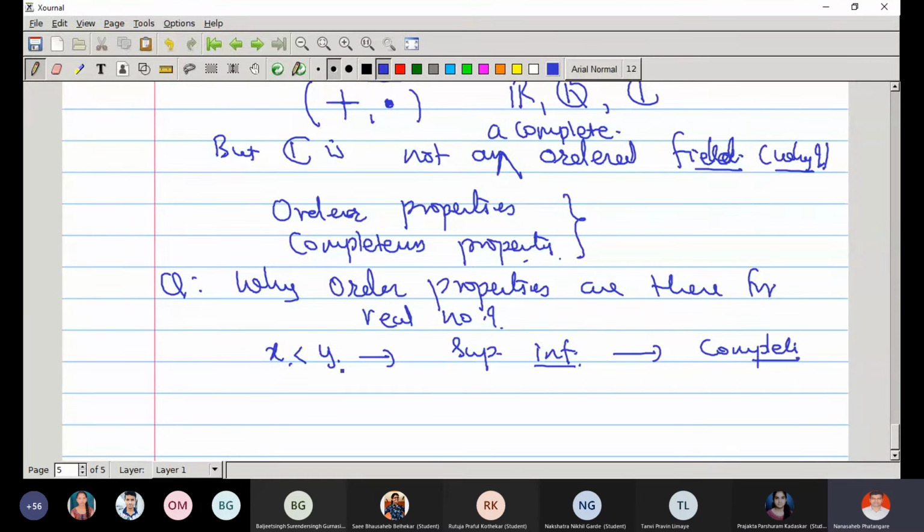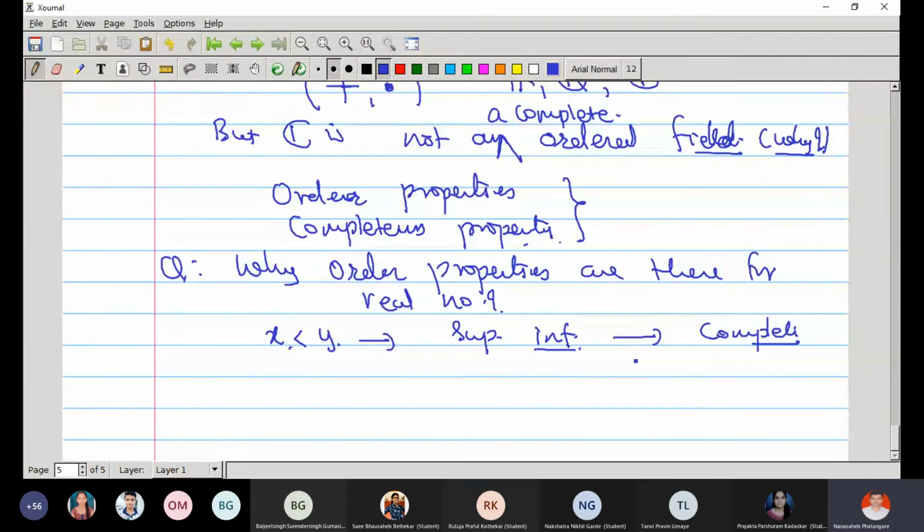Right. And therefore, on the set of complex numbers there is no order such that the supremum, infimum, or completeness property is satisfied. So there is no such order. Of course, there is an order on complex numbers, but that order is not consistent or useful. With respect to that order, this completeness property cannot be defined on complex numbers.